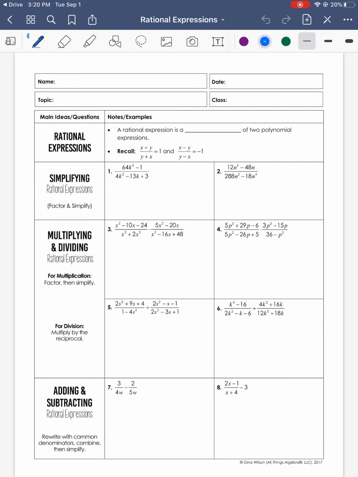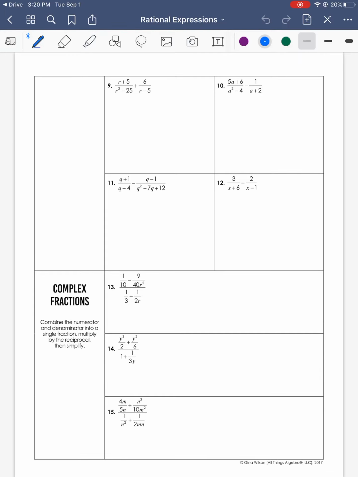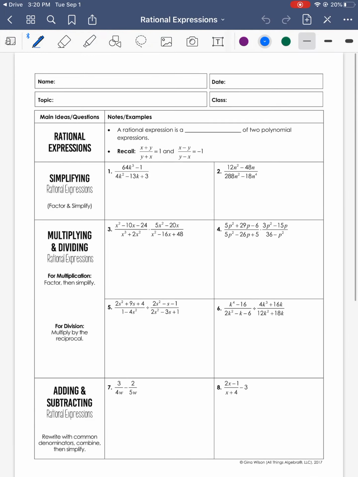Alright, here's your video on rational expressions. This is the last page in your packet of notes. This is the last thing we are going to go over before we take our first quiz. So this one should be relatively short. There's not a whole lot of notes. There's just a lot of practice.